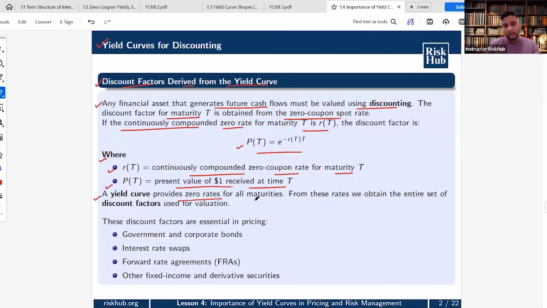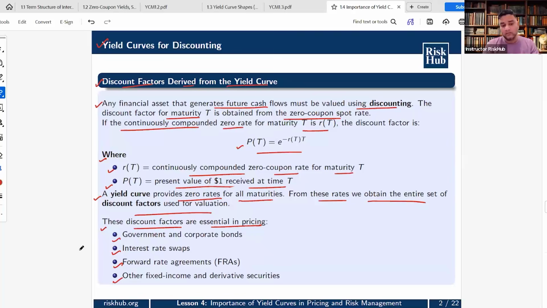A yield curve provides zero rates for all maturities. From these rates, we obtain the entire set of discount factors used for valuation. These discount factors are used in pricing government and corporate bonds, interest rate swaps, FRAs, and other fixed income and derivative securities, right? So basically, in this slide, what is happening? Two forces are named as drivers of curve shape: expectation of future short-term rates and risk premiums. The yield curve is a plot of interest rate against maturity for one issuer and one instrument type at one point in time.